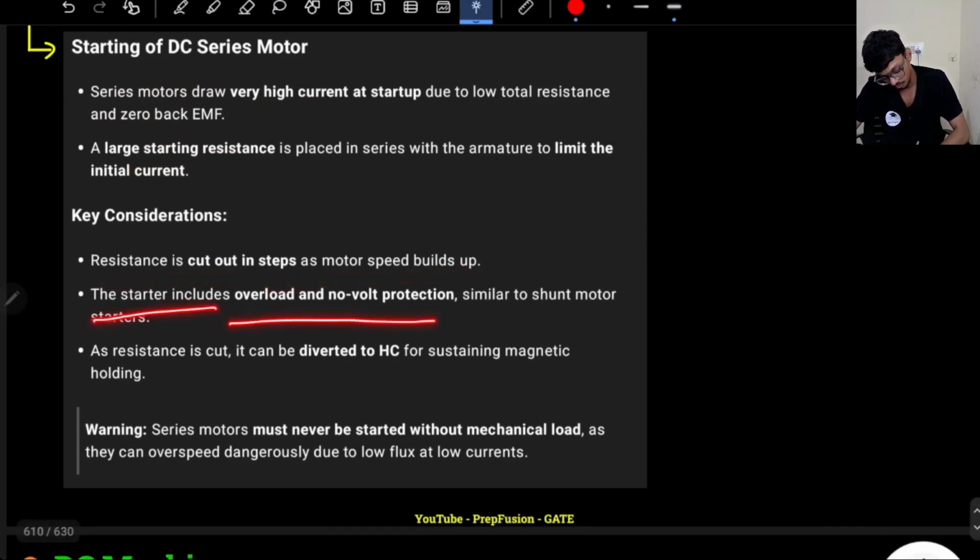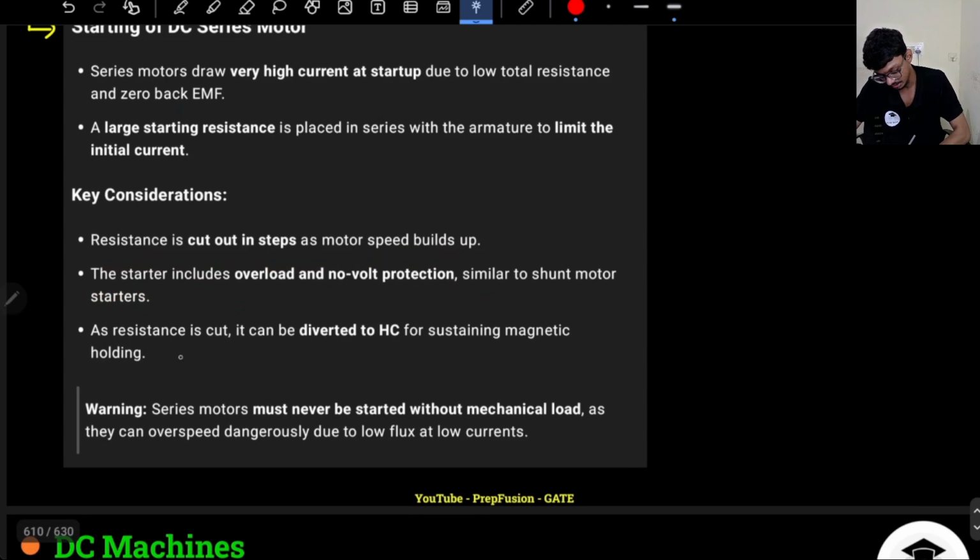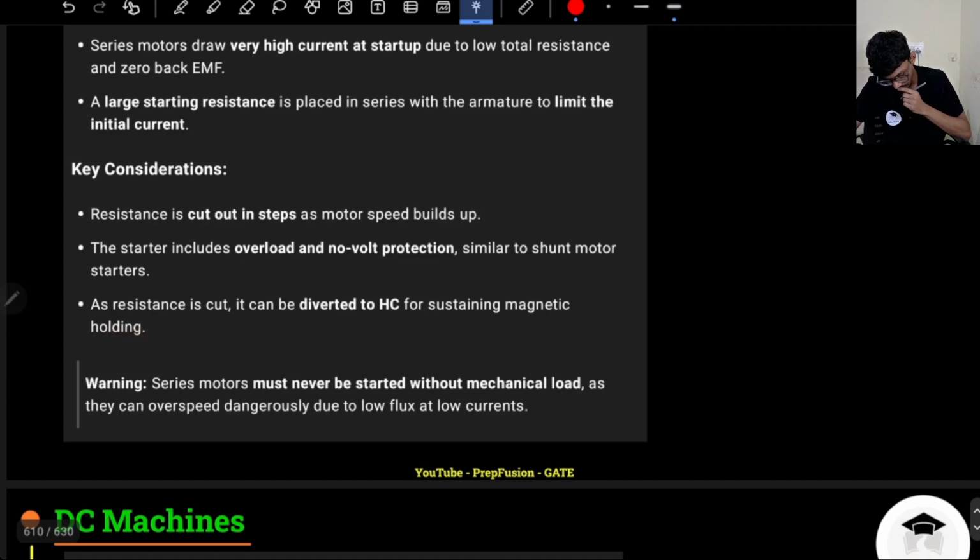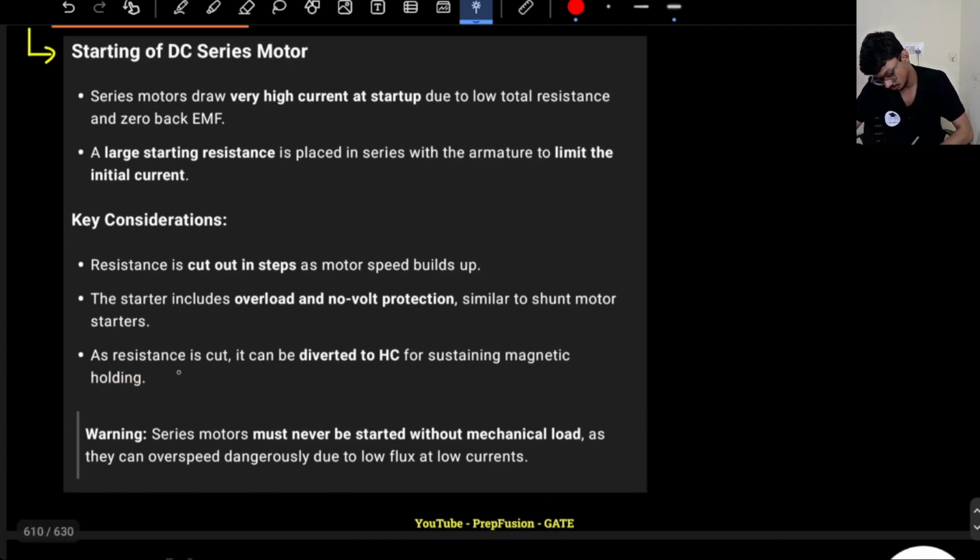The starter includes both overvoltage and no-volt protection. It can be diverted as the resistance is cut, diverted to the holding coil for sustaining magnetic holding. So if the resistance is cut, it can be diverted to the holding coil. Basically, the extra current will be diverted to the holding coil.